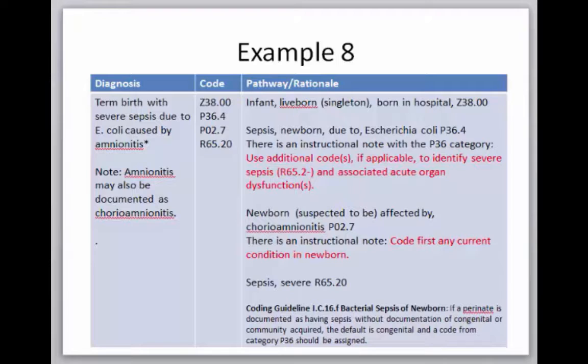And to help us in our sequencing, there's an instructional note that says code first any current condition in the newborn. And in the case of this newborn, the baby has the sepsis, and that comes in front of the chorioamnionitis code. And last of all, the sepsis code.